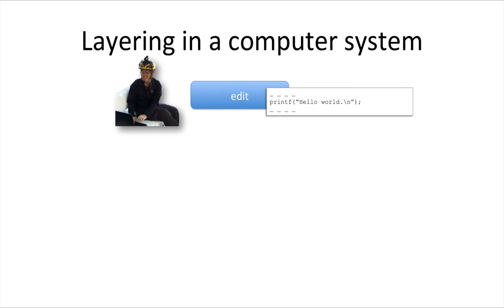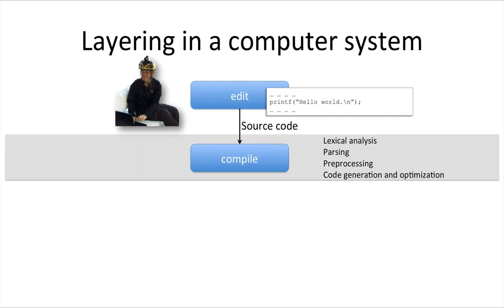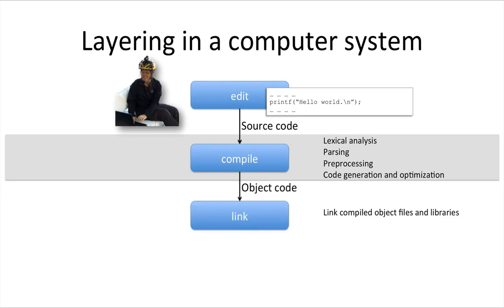As a programmer, we communicate with the layer below, the compiler, by handing it our source code. The compiler is a self-contained functional component that is responsible for several tasks, such as lexical analysis, parsing our code, pre-processing declarations, and code generation and optimization.